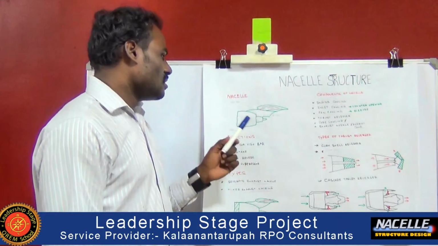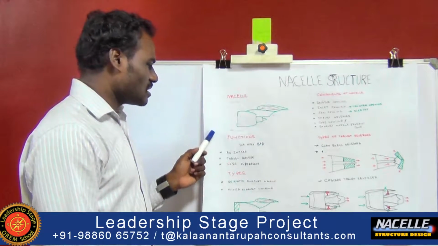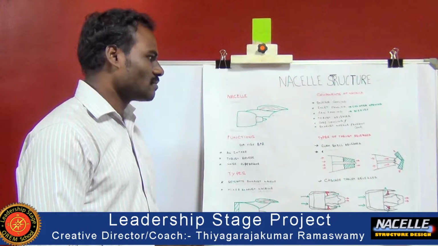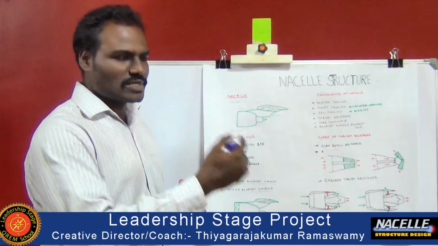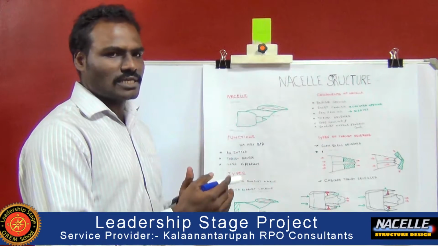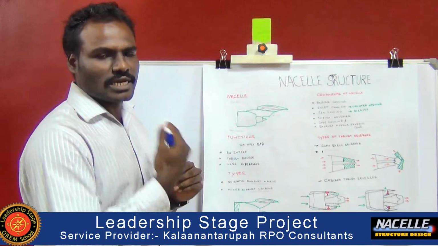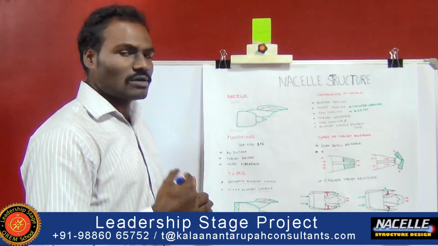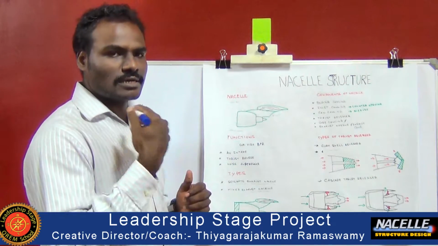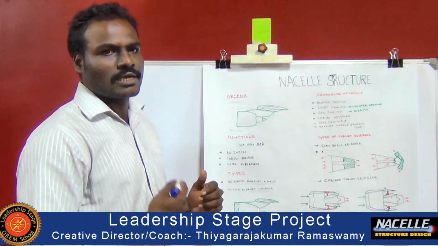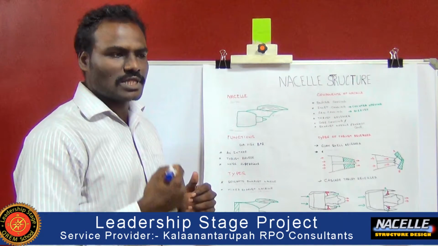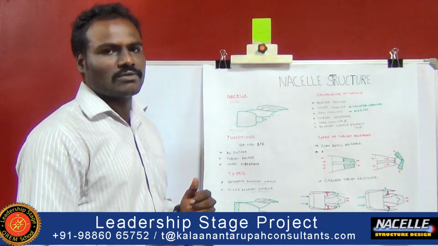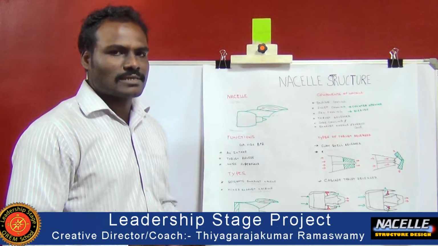Now we are going to discuss the functions of the nacelle. First, the difference between nozzle and nacelle. The nacelle is a structure which covers the entire portion of the engine, starting from its inlet through the inlet throat to the outside exhaust. Whereas the nozzle is the engine exhaust area, where the exhaust is given a higher velocity in order to propel the aircraft in a forward direction. This is the difference between nacelle and nozzle.